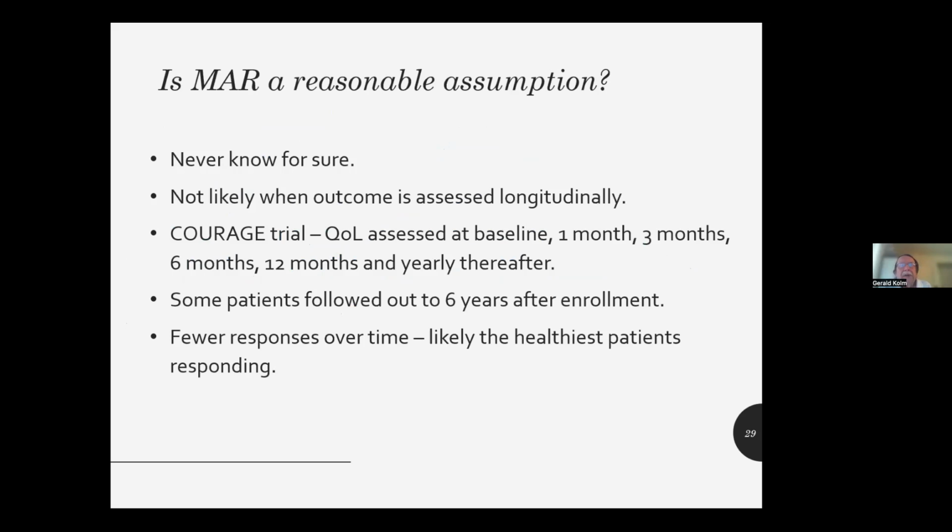However, if you're assessing an outcome longitudinally, then it's not likely that your missing data is missing at random. So an example that I think I talked about last week, the Courage trial, where we assessed quality of life at baseline and then every 1 month up to 12, and then every 3 months, and then 6 months at 12 months, and then yearly thereafter. It turns out that some patients were followed out to 6 years or 72 months. And so what happens is that you have fewer responses to your quality of life survey over time.